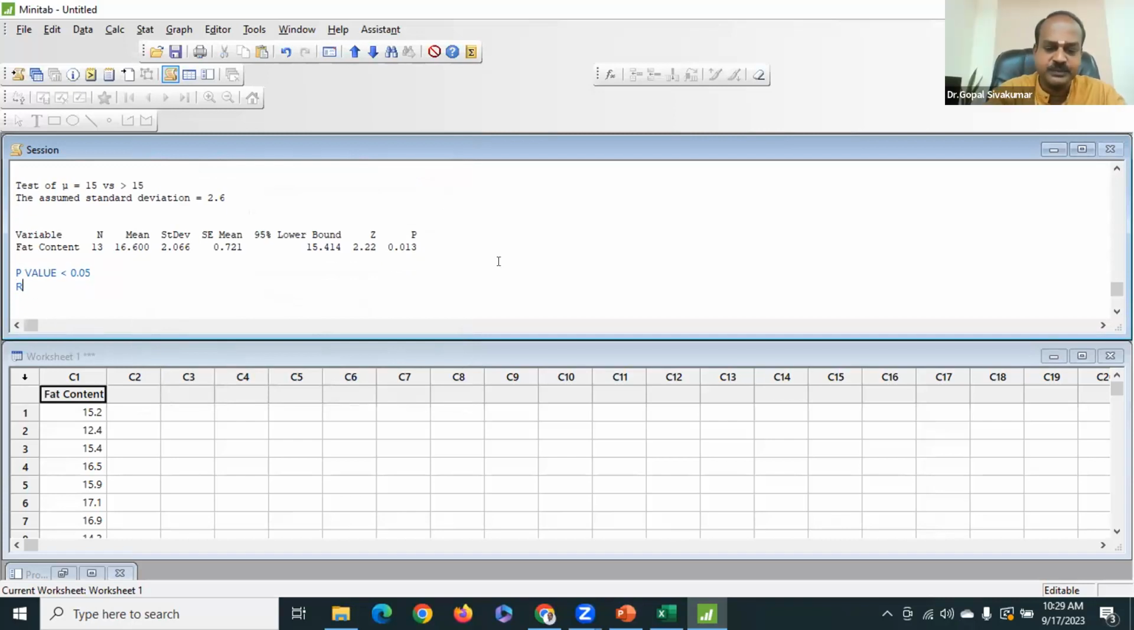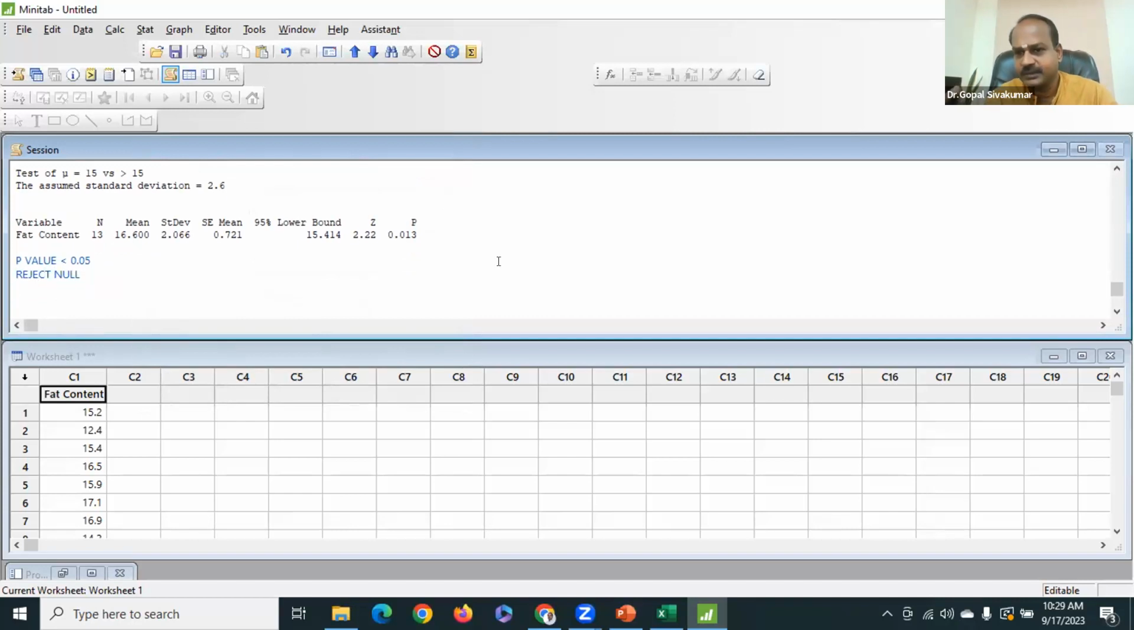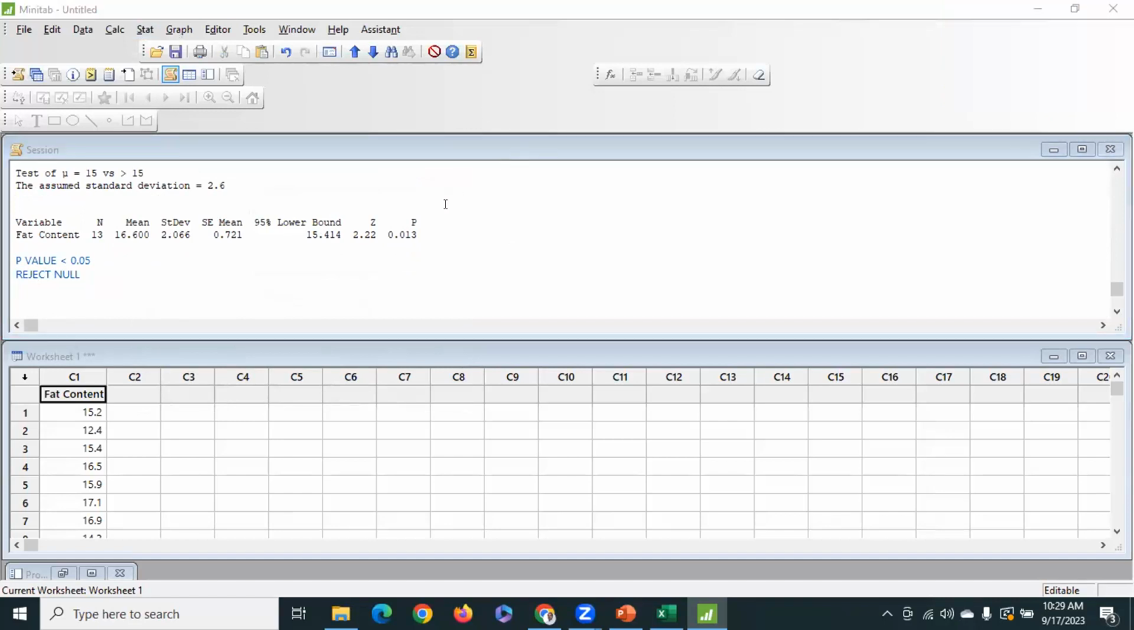So what should you do? Here also you have to reject the null. You know the meaning of rejecting the null, isn't it? Come on, what is the meaning? Fat content is more than 15%. It is better not to believe whatever the company is saying. Don't believe. That's the practical conclusion.